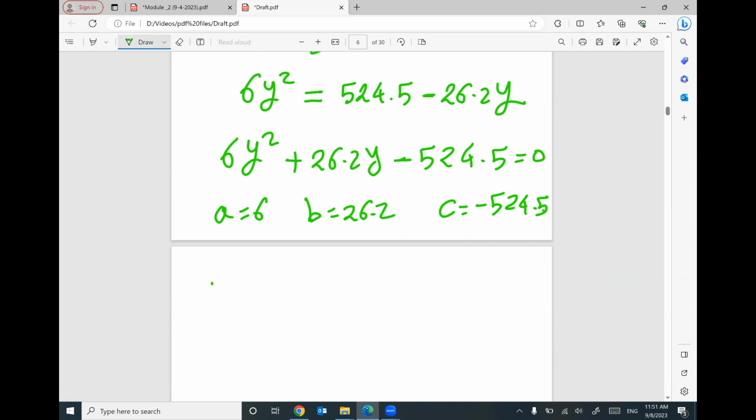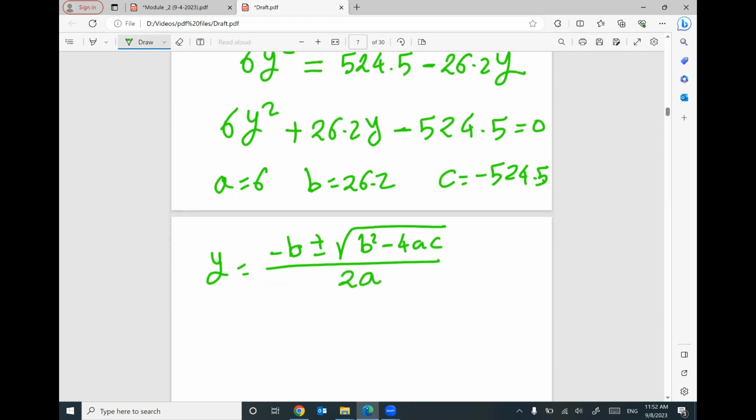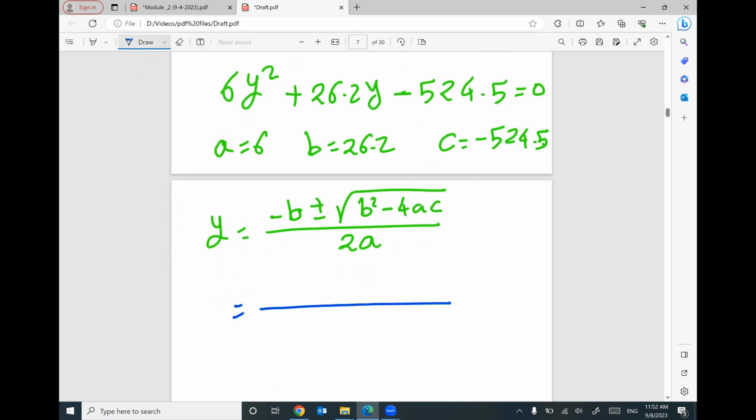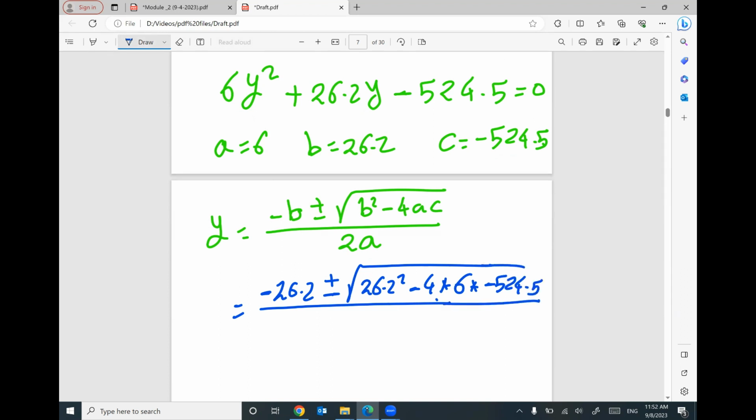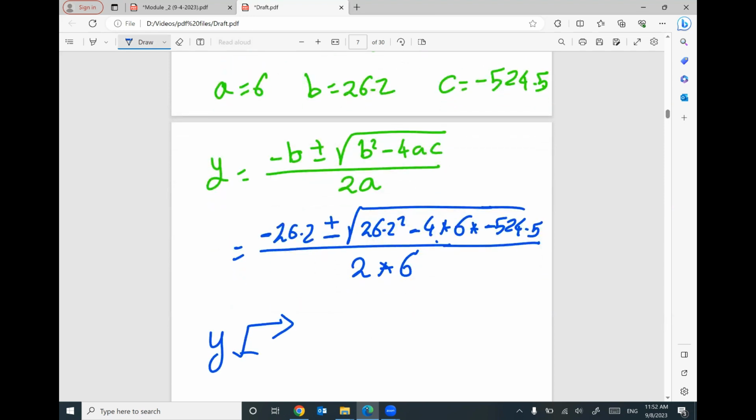How to solve this one? y equals, if you remember, negative b plus or minus the square root of b squared minus 4ac, divided by 2a. Do you remember that? It's math, and I know you are smart in math. So the value of y will be negative 26.2 plus or minus the square root of 26.2 squared minus 4 times a times c, divided by 2a. Does that make sense? So I will have two values for y. This solution will give you two values.